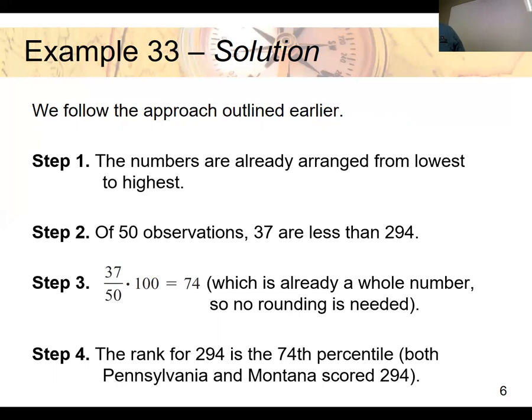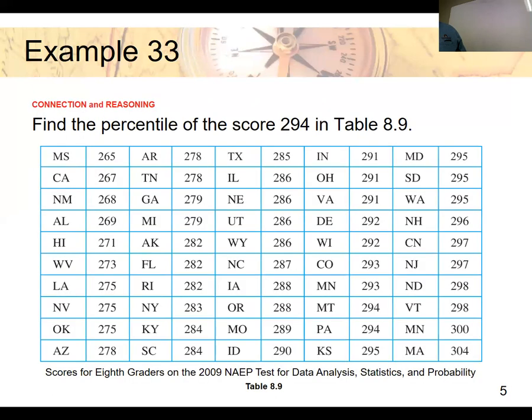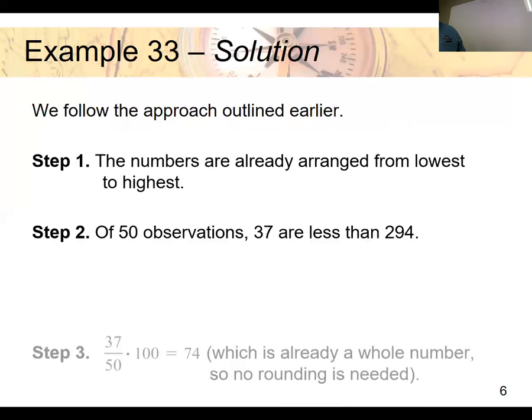Any other questions? You said, step 4, what is the one for Pennsylvania and Montana? You have to go back, because they both have 294, as you can see. Okay. Any other questions?